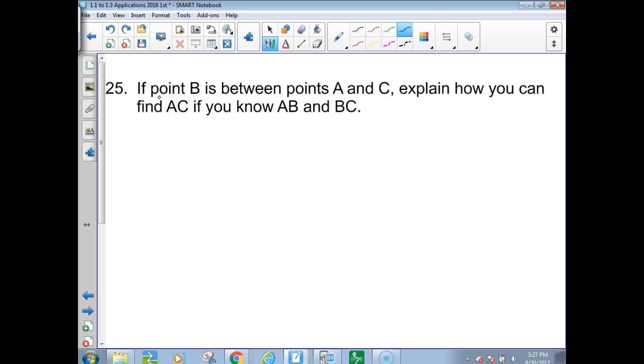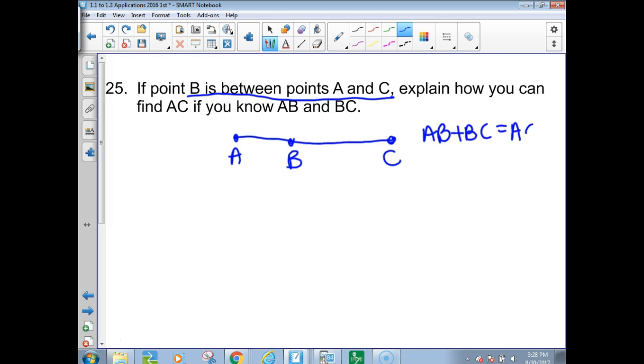One real important thing before we go, because I want to remind you of something from 1.2, is the betweenness thing. If it says B is between points A and C, where does it have to be? And does it have to be in the middle? It does not have to be in the middle. If you know AB and BC, you take AB plus BC to get AC. That's what they were asking for.